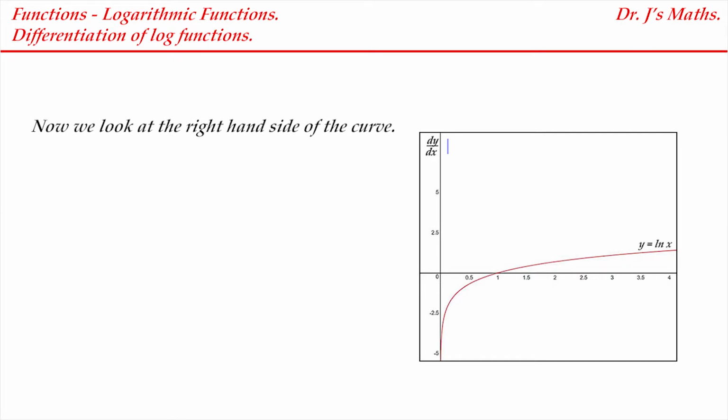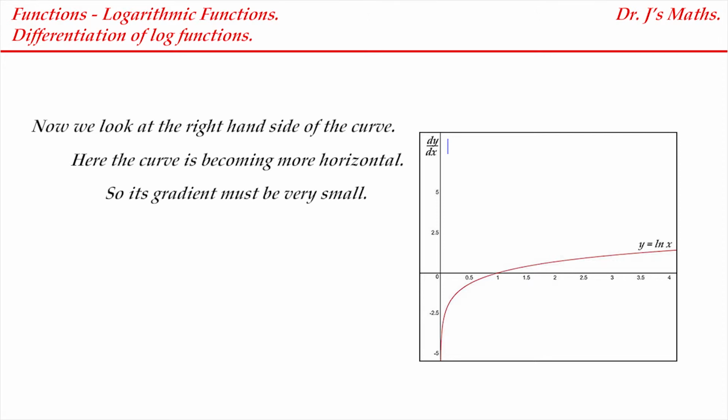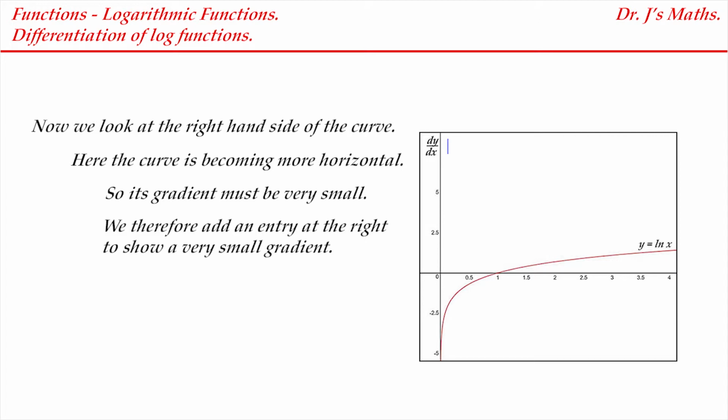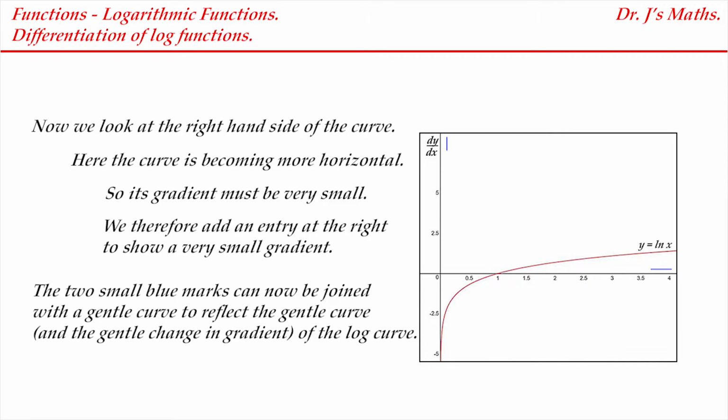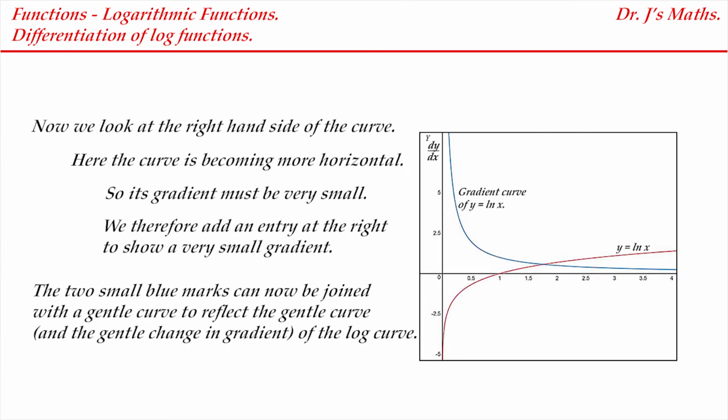Next, we look at the right-hand side of the curve. Here the curve is becoming more horizontal, so therefore its gradient must be becoming smaller. We therefore add an entry at the right to show a very small gradient. The two small blue marks which I've added to the graphs can now be joined with a gentle curve to reflect the gentle change in the gradient of the log curve.